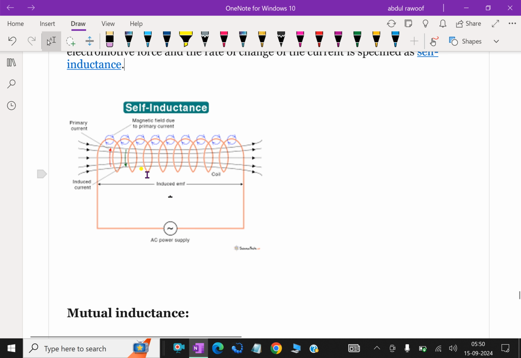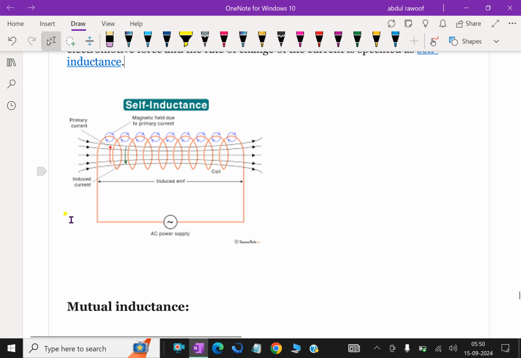Look at here. Here, a solenoid coil is there. Due to the AC power supply to the coil, self-inductance is created. The magnetic field due to the primary current flows through it. So the coil itself having inductance is called self-inductance.